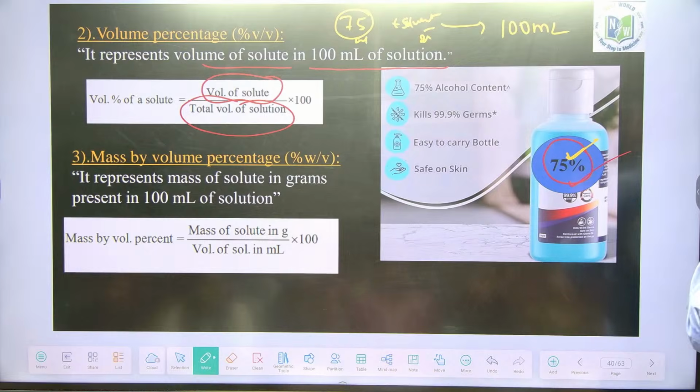No need for shouting too much, you can say it in a soft voice. Okay, mass of solute by volume of solution into 100.